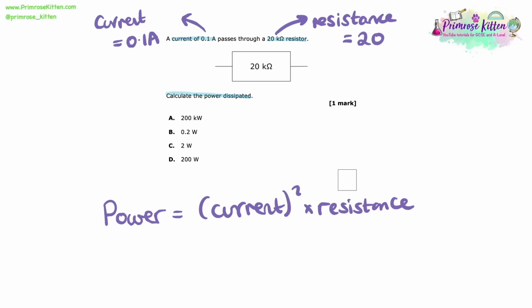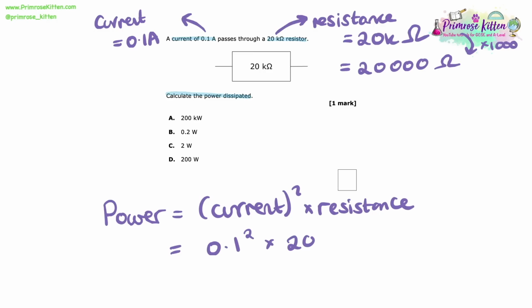Now we know current is equal to 0.1 amps, whereas resistance is 20 kilo ohms. However, we've got that problem again of how in physics, we don't want things as kilo or whatever, we just want ohms in this case. So we need to convert the 20 kilo ohms to ohms by just multiplying by 1000. So that means we have a resistance equal to 20,000 ohms. Plugging these numbers into our equation, we find that power equals 0.1 squared times 20,000. Now popping that into a calculator, I get 200 watts. So our answer here will be D, 200 watts.